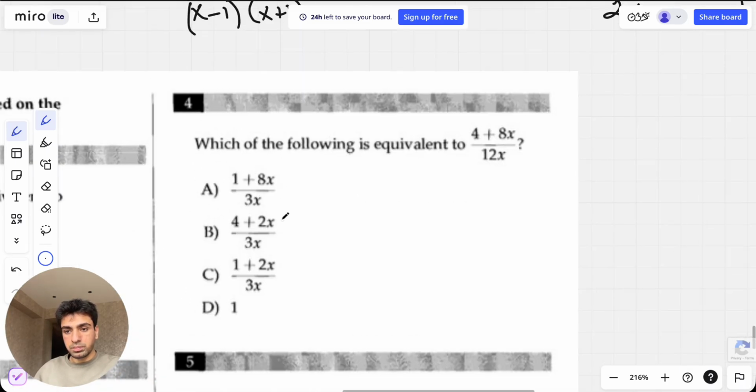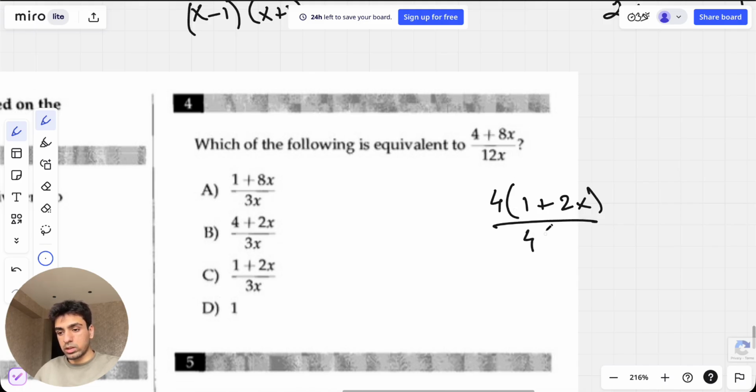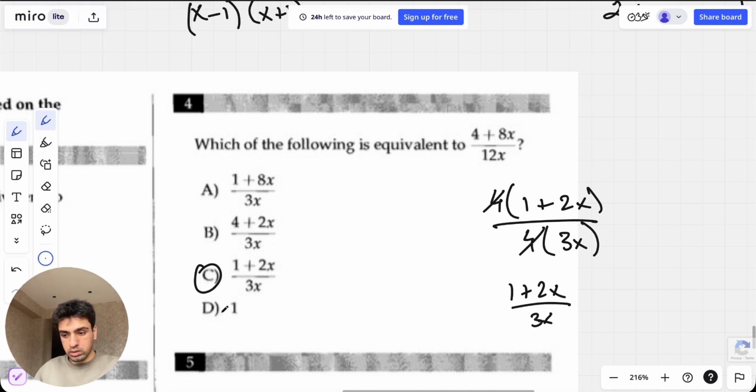Question 4, we need to see which one is equivalent to the following. Now look for something that you can factor. In this case 4 is a common factor. Let's factor 4 from the numerator. We get 4 times 1 plus 2x in the numerator, and then in the denominator we can factor 4 again. So 4 times 3x is 12x. Cancel the 4's, and we're left with 1 plus 2x divided by 3x.